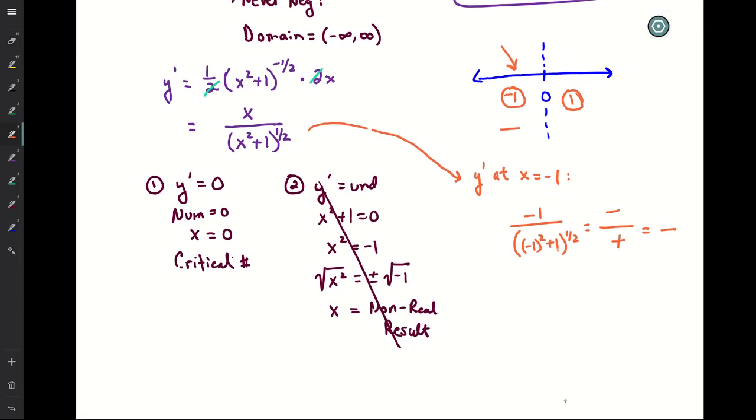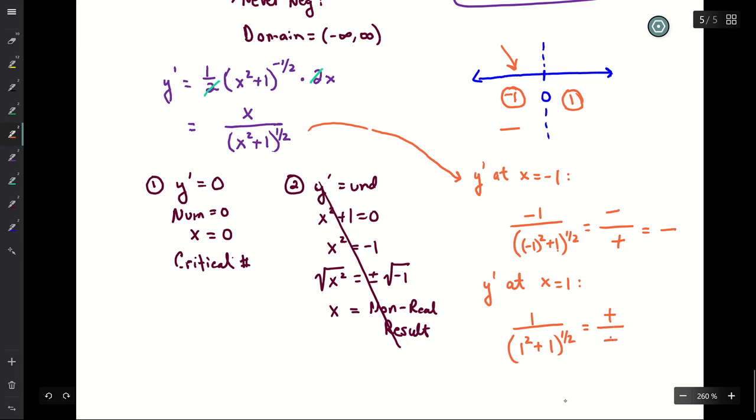That's going to mean this function is going to decrease in that interval. Okay, and then next we want to look at y prime at x equals 1. So there we'd have positive 1 over 1 squared plus 1 all to the 1/2. The top value is definitely positive. The bottom value is also going to be positive using the same logic as on the prior part. So this is going to be positive overall. That being positive means I'm increasing.